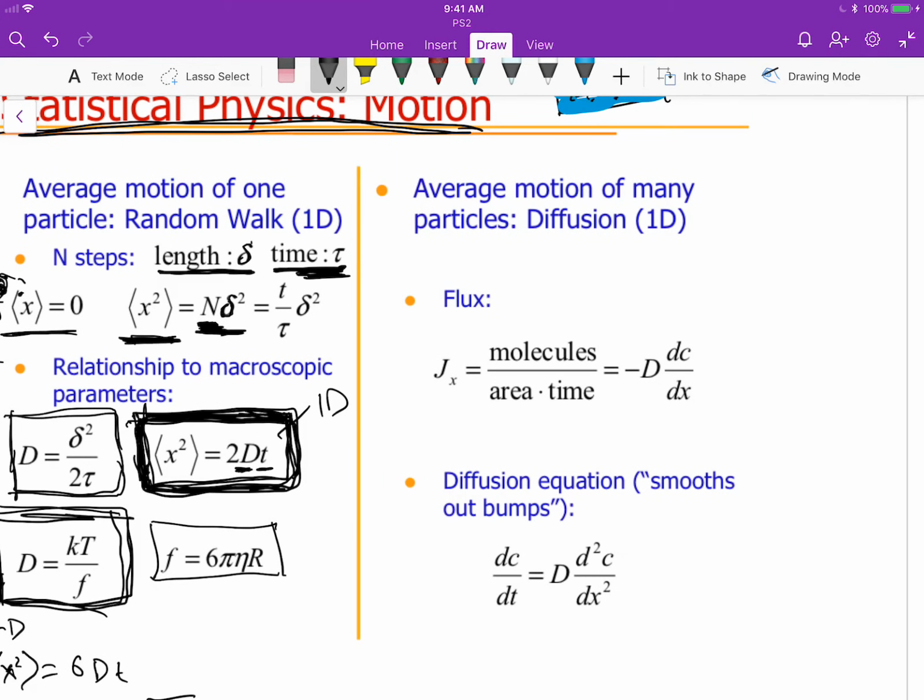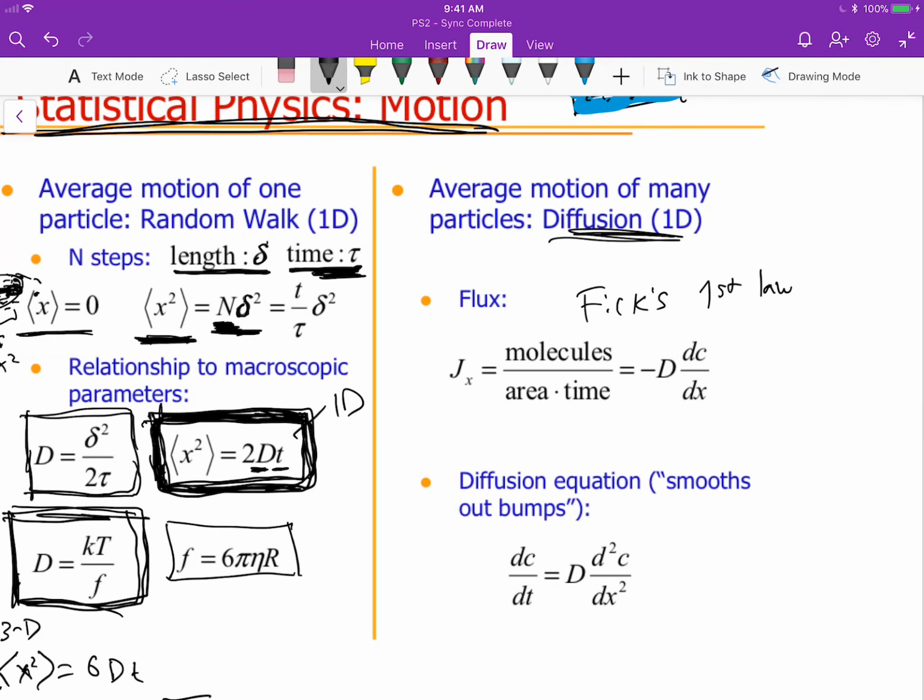Okay, so now let's talk a little bit about diffusion. Here we have Fick's first law. For Fick's first law, the situation you want to think about is this.